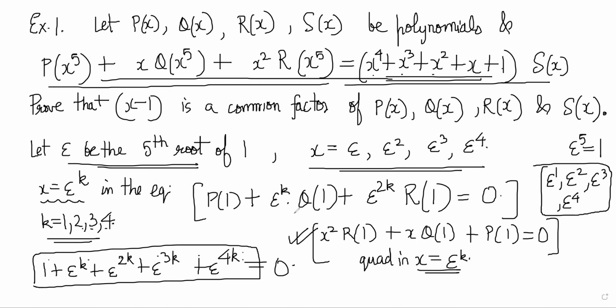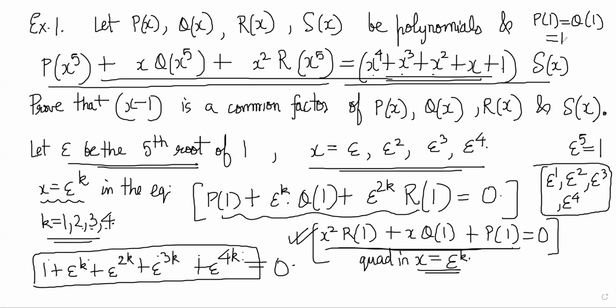So that means if there are 4 roots of a quadratic, what happens? It is identically equal to 0, right? So that means immediately we are getting that P of 1 is equal to Q of 1 is equal to R of 1 is equal to 0. And if these are 0, it must be true. When you put x equal to 1 in this equation, it is obvious that P of 1, Q of 1, R of 1 is 0. So S of 1 is also 0.